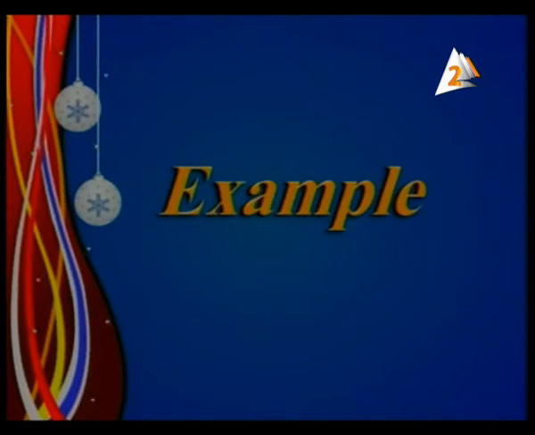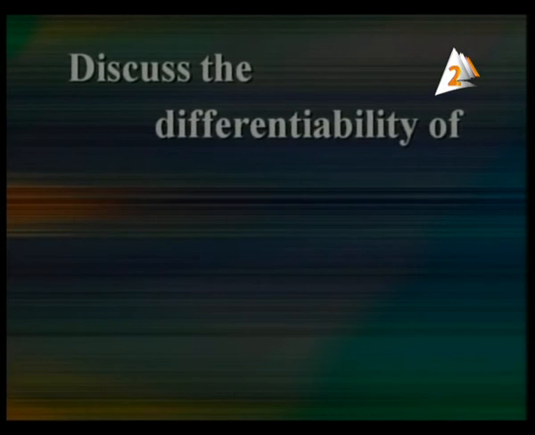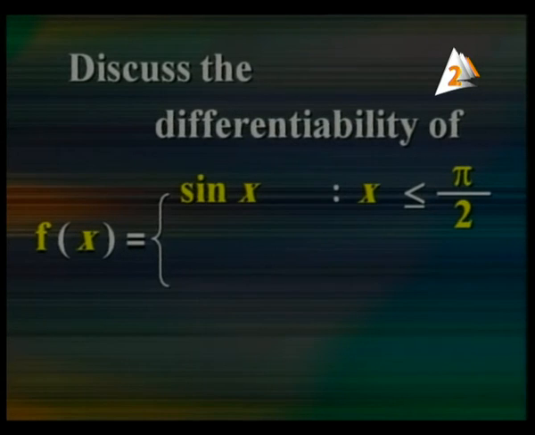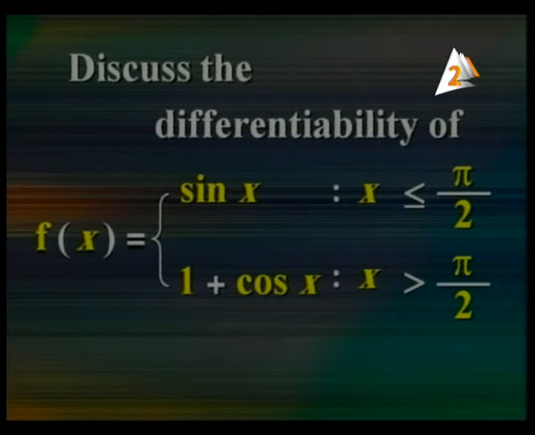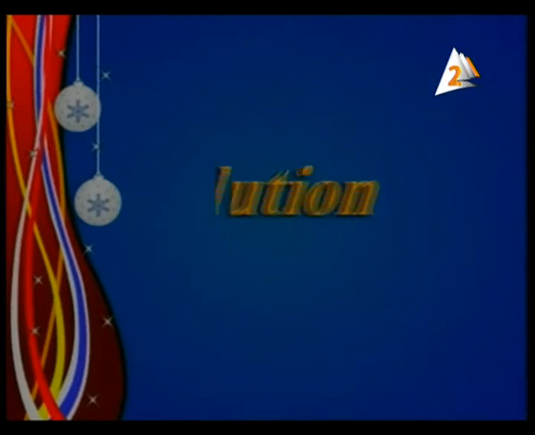Another example. Discuss the differentiability of f of x equals sine x when x is less than or equal to pi over 2, and 1 plus cosine x when x is more than pi over 2, at x equals pi over 2. This function is very important. Look at the solution.